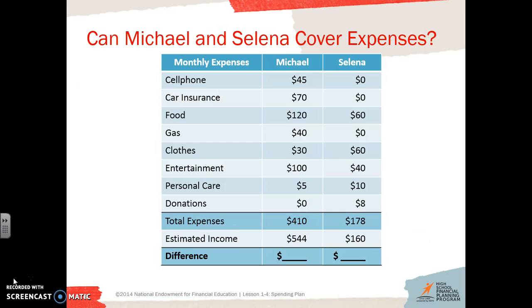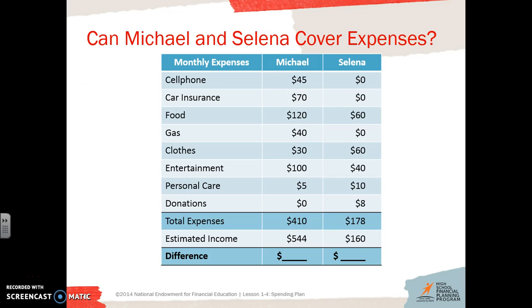And this is similar to what a budget might look like when you've budgeted out all your expenses for the month. So you can see down one column, it's the monthly expenses, things that you might have to pay for in a typical month. So cell phone, car insurance, food, gas, clothing, entertainment, personal care, and donations. It also talks about total expenses. So that is how much you expect to spend all month long, and your estimated income, how much money you are getting this month because of your work, and the difference.